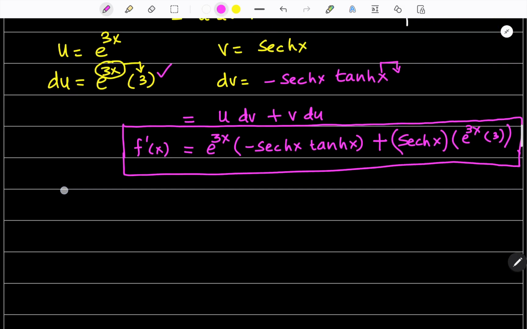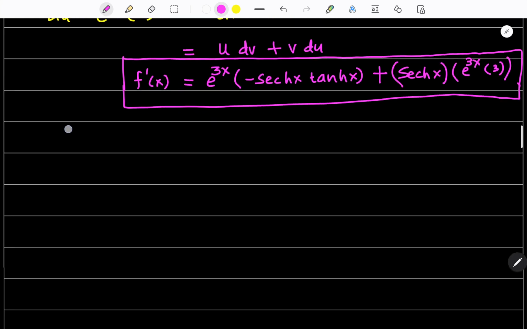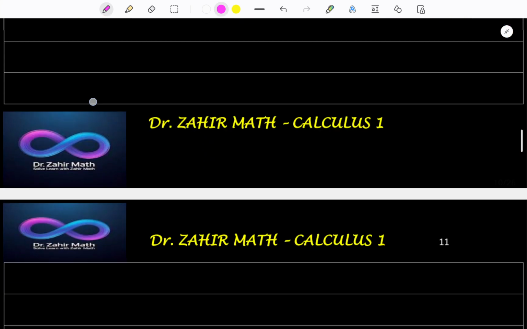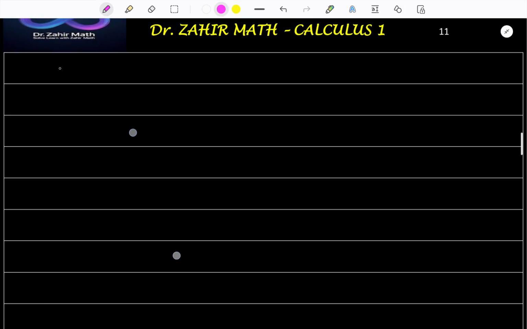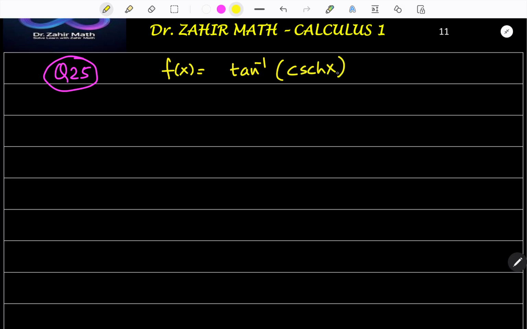Okay. Let's go to the next question in the same hyperbolic functions, tan inverse. Question number 25. F of x is equal to tan inverse of cosecant hx. This is the question. So first of all, I should know the tan inverse x formula. Tan inverse x, just now we studied, its derivative is 1 by 1 plus x square.